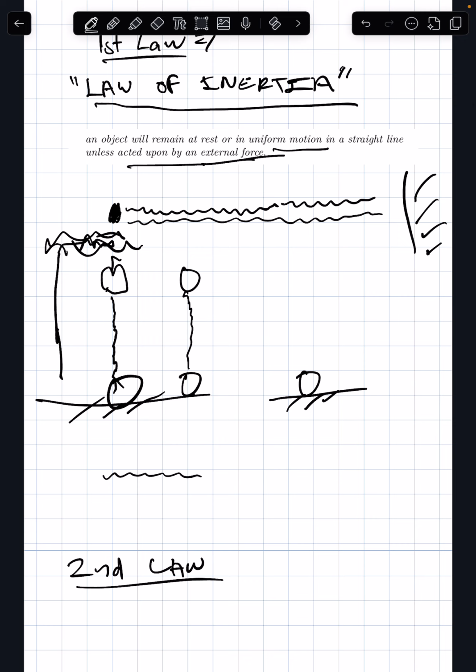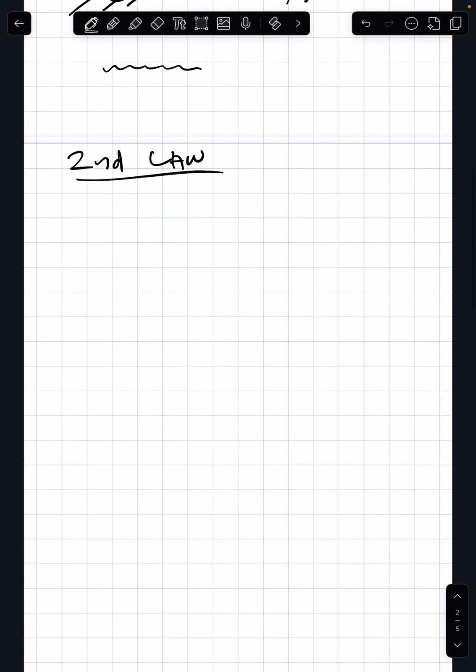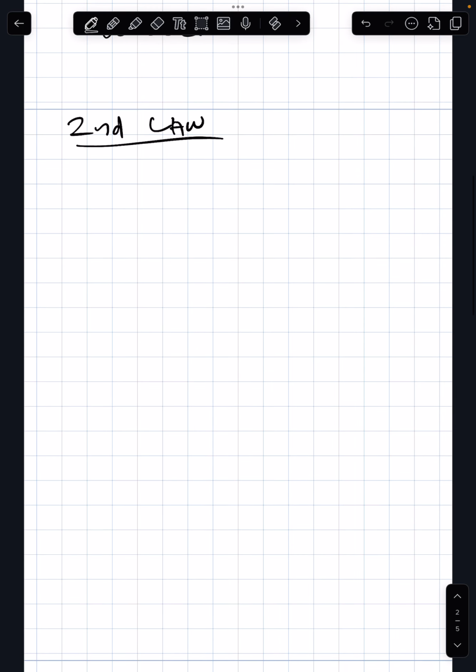Very simple. The second law is basically summed up by F equals mass times acceleration. F equals ma. You've probably heard this before. M represents mass, A represents acceleration, and once you multiply your mass times acceleration, it'll give you a force unit.